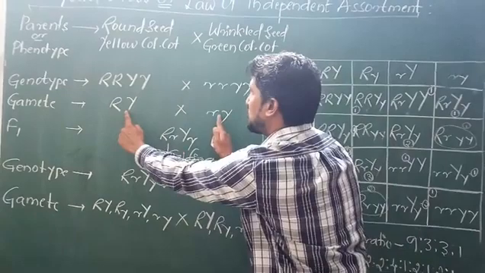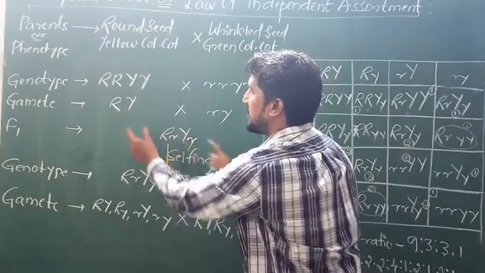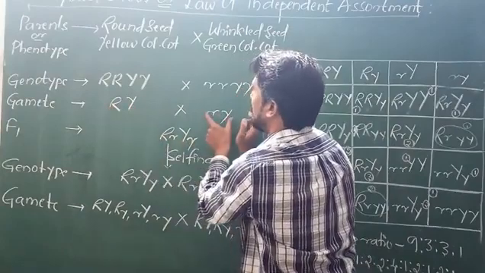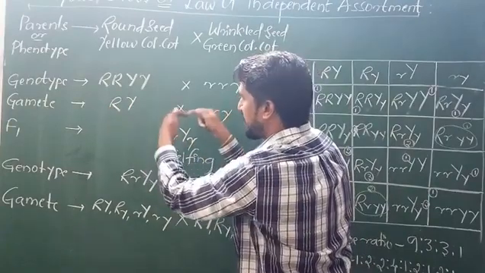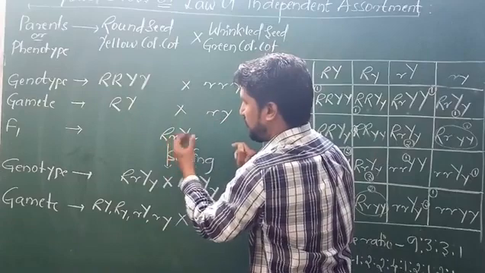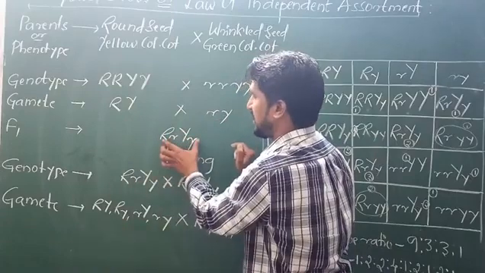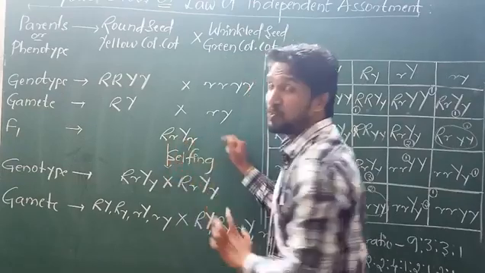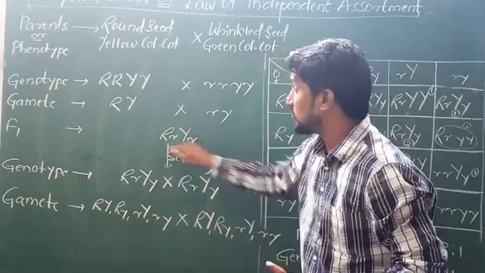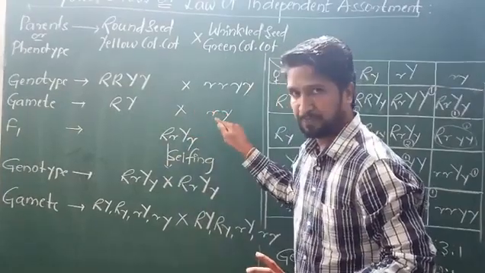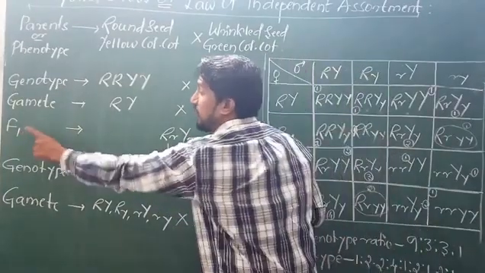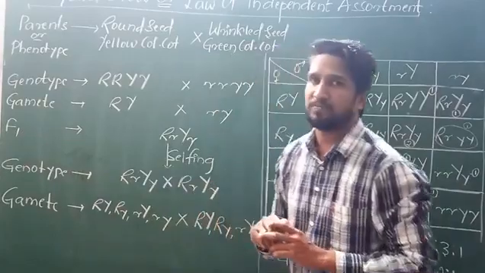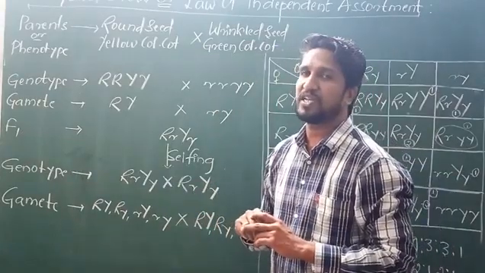And when these two are crossed together, that is, one pollen grain and one egg, when they are united, a zygote forms, the seed forms. When the seed is sown, such a plant grows, that is capital R, small r, and capital Y, small y type. This is the F1, the first filial generation.